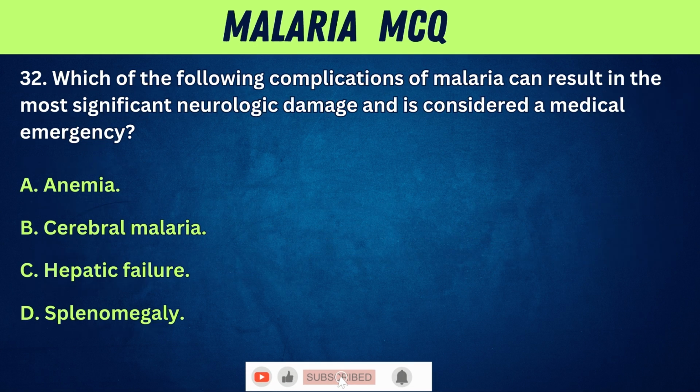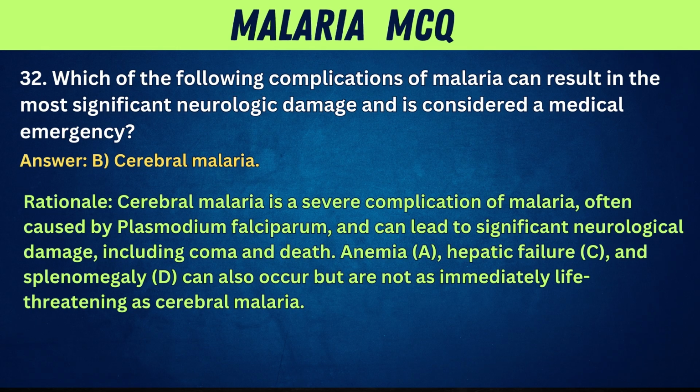32. Which of the following complications of malaria can result in the most significant neurologic damage and is considered a medical emergency? A. Anemia. B. Cerebral malaria. C. Hepatic failure. D. Splenomegaly. Answer: B. Cerebral malaria.